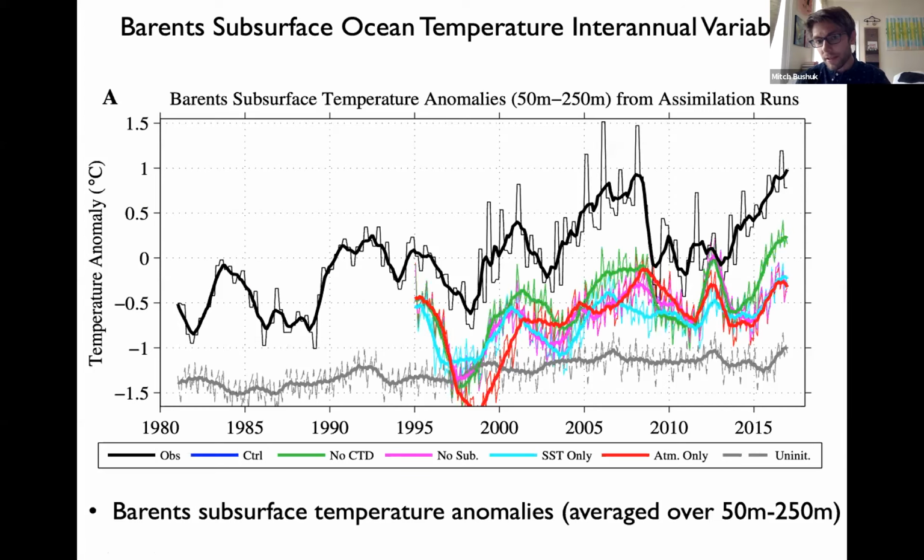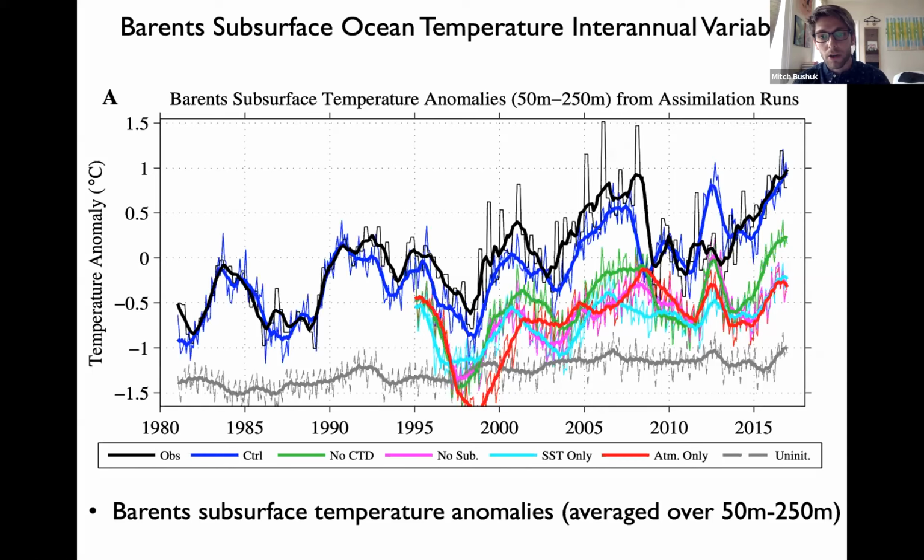Now, if we add in the other subsurface ocean data, besides CTDs, it looks fairly similar to the surface-only runs. And then finally, if we go ahead and add the CTDs in, we get a fairly nice match with the observed time series, both in terms of the climatology, the trend, and also the interannual variability.